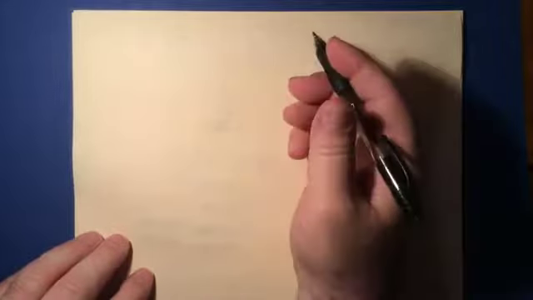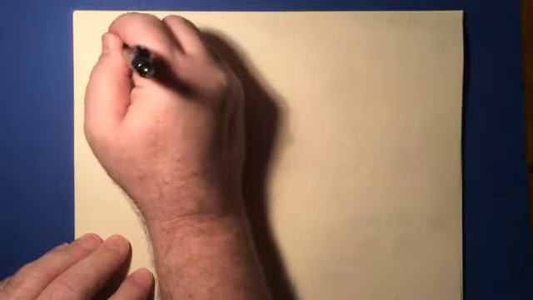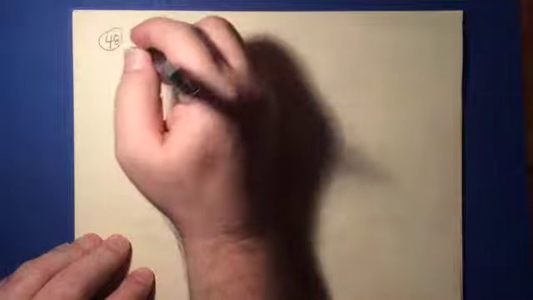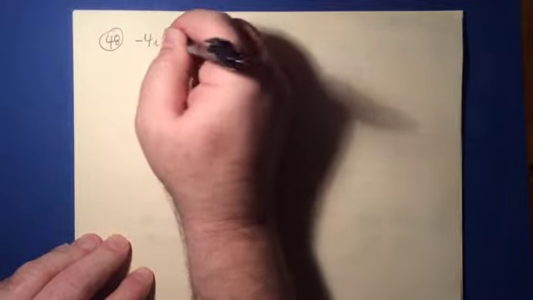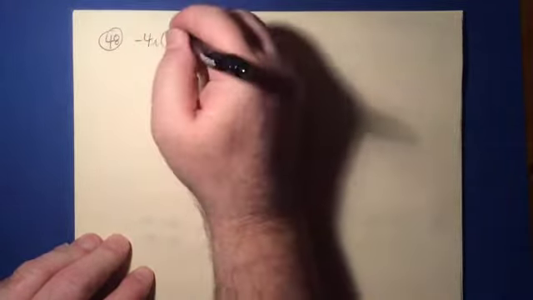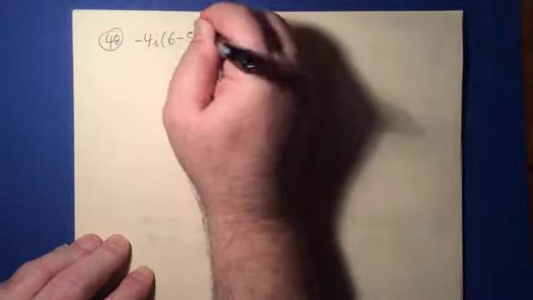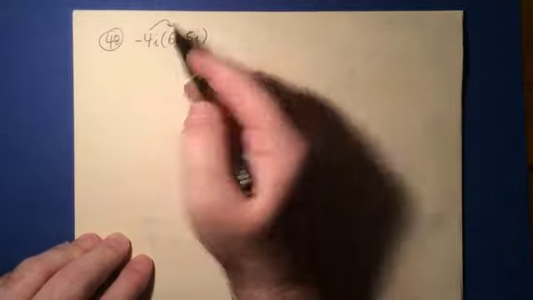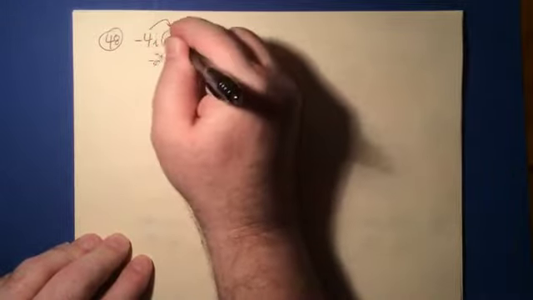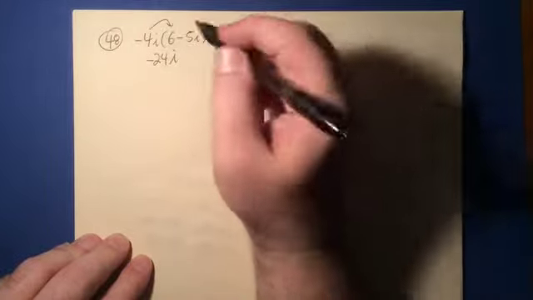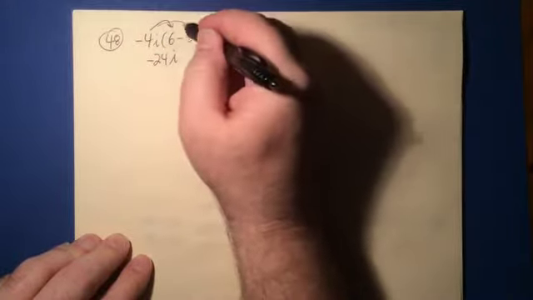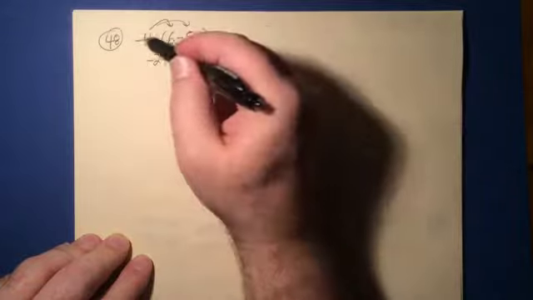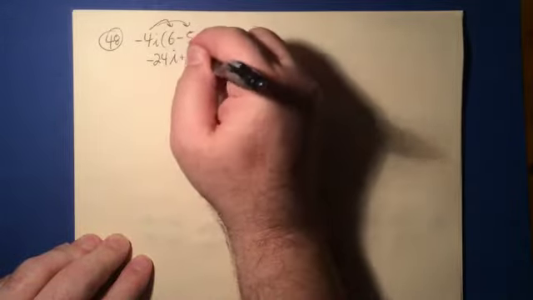Well, let's continue on and do some more questions in multiplication here. So let's go ahead and take a look at 48. This is going to be negative 4i times the quantity of 6 minus 5i. So from here, I'm going to take negative 4 times 6 will be negative 24. i times nothing will be just i. Negative 4 times negative 5, well, 4 times 5 is 20. Negative times negative is positive, so it's going to be positive 20.